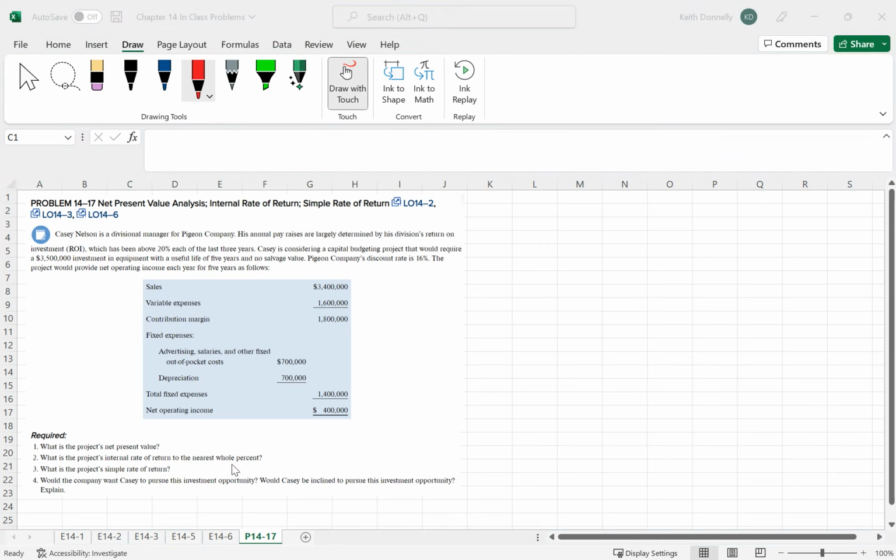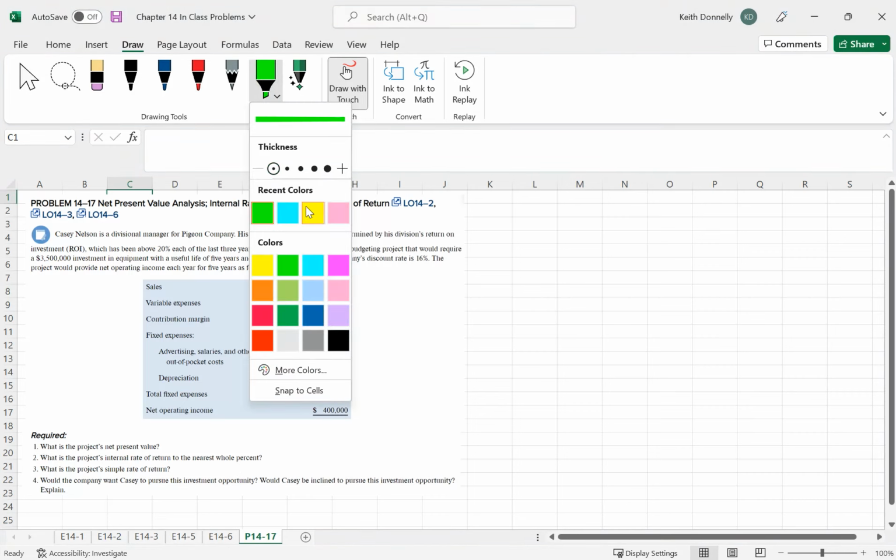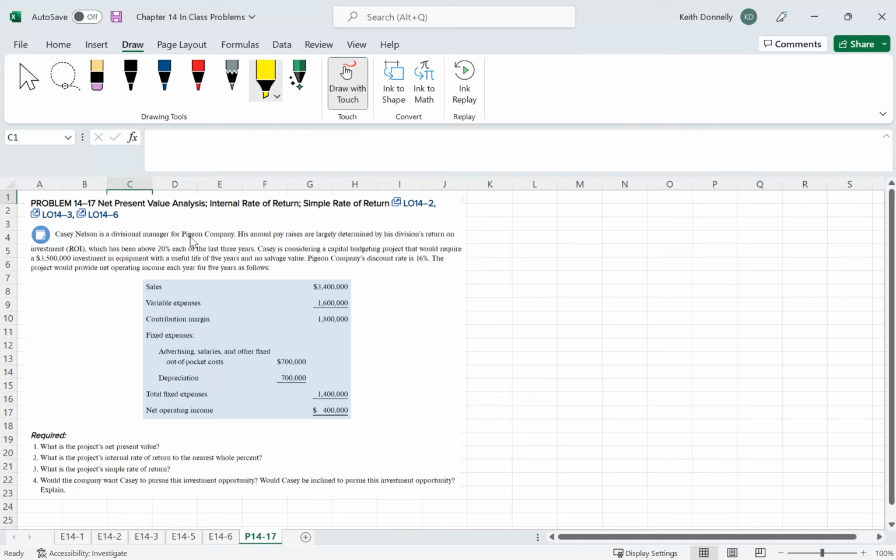Okay, so this one, it's kind of a combination of different items here. It says this individual is a division manager of a company. His annual pay raises are determined by his division's return on investment, which has been above 20% the last 3 years. They're considering a capital budgeting project that would require a $3,500,000 investment in equipment. It looks like it's going to have a useful life of 5 years, no salvage value. The discount rate is 16%, and it would provide net operating income each year for the 5 years as follows. Our sales minus our variable expenses gets us our contribution margin. We back out our fixed expenses, which gets us to our net operating income.